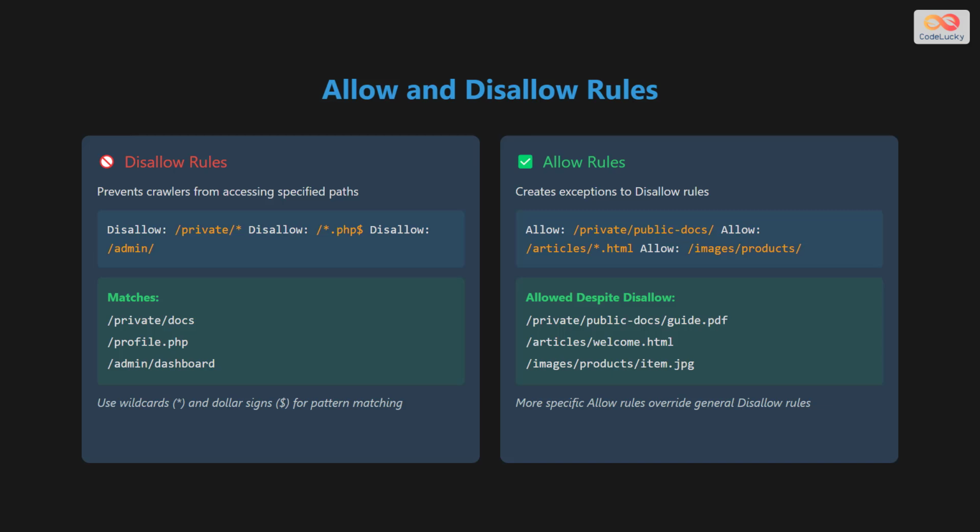Now let's talk about allow rules. These rules create exceptions to disallow rules. For example, allow, followed by a directory path, allows access to that specific directory, even if it is disallowed by a previous rule. Similarly, you can allow access to a specific folder within another folder, or files within a particular directory using wildcards. More specific allow rules override general disallow rules. Some of the URLs allowed by these rules are shown below.